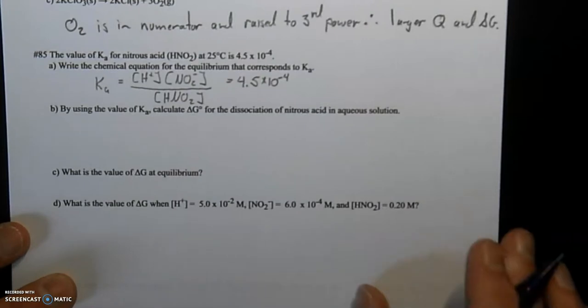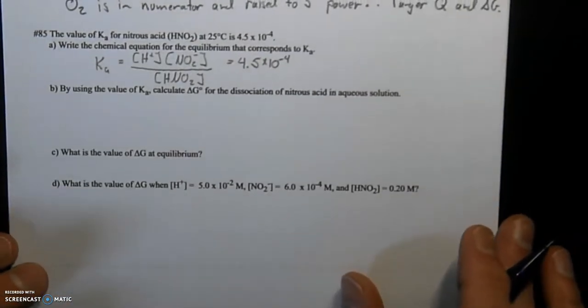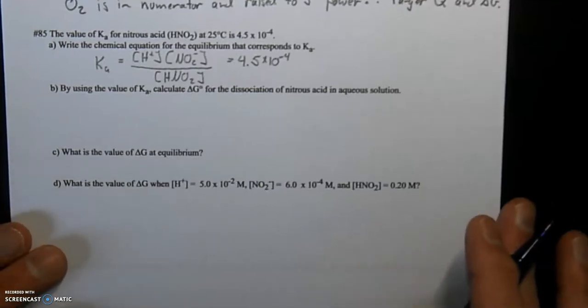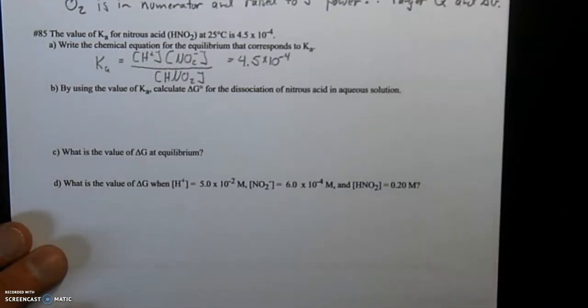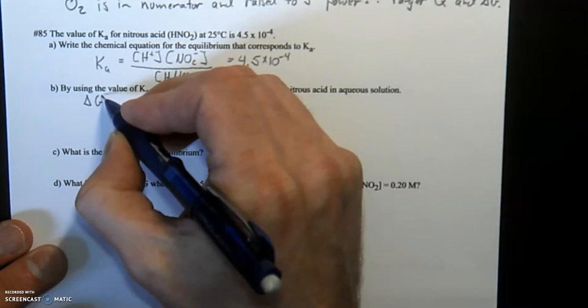Okay, not bad. Part B, by using the value of Ka, calculate delta G, not for the association of nitrous acid in an aqueous solution. So again, this is a really good problem. It's demonstrating that we're relating these two values together. It's not really like a calculation to determine it with some other weird numbers in there. It's a relationship. So we'll go ahead and squeeze this in. I know I didn't leave a whole lot of space here.